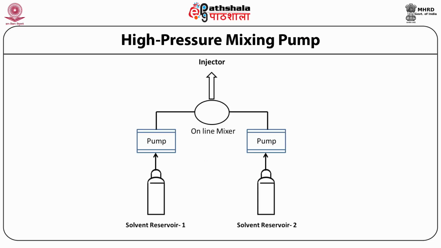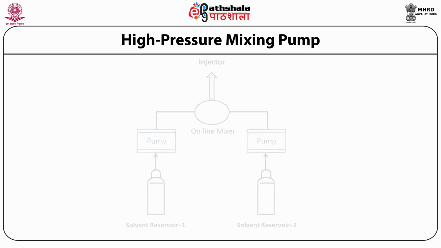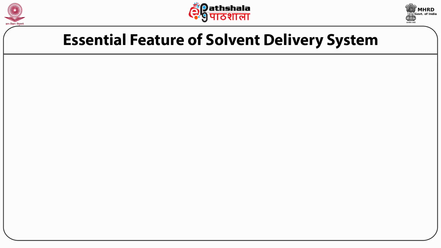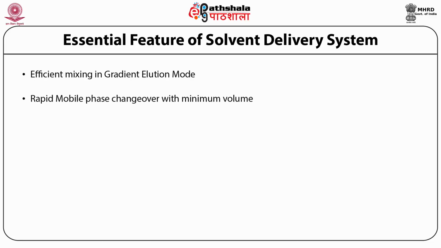High pressure mixing pump. The high pressure mixing system consists of two high pressure pumps, one for each solvent reservoir, and mixes the output of both to control the mobile phase composition. Essential features of solvent delivery system. The solvent delivery system is desired to have a low system volume so that the mobile phase changeover may be done rapidly with minimum volume. This is important in HPLC, firstly while using gradient mode and secondly while optimizing a separation process.